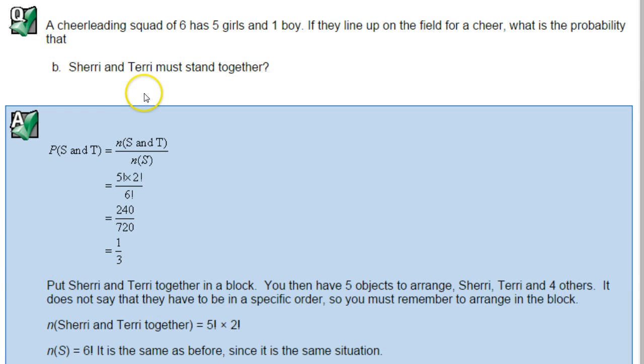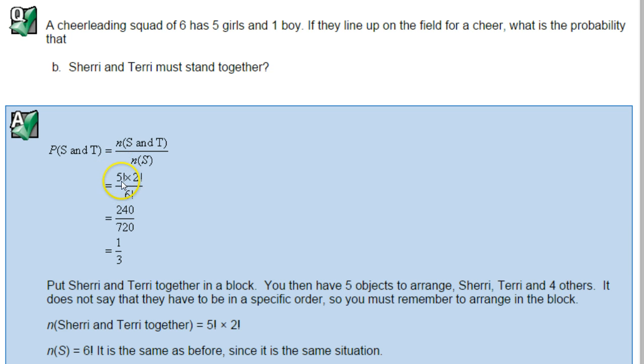So let's keep Sherry and Terry together in the next question. Now we have the probability of Sherry and Terry being together is equal to the total number of ways that Terry and Sherry can be together, n(S and T), all over the total number of outcomes. So again, we have to use our permutations and combinations. In this case, we have 5 objects. We've got the 4 other players, and we've got Sherry and Terry behaving as a group. So we have 5 blocks that we have to arrange.